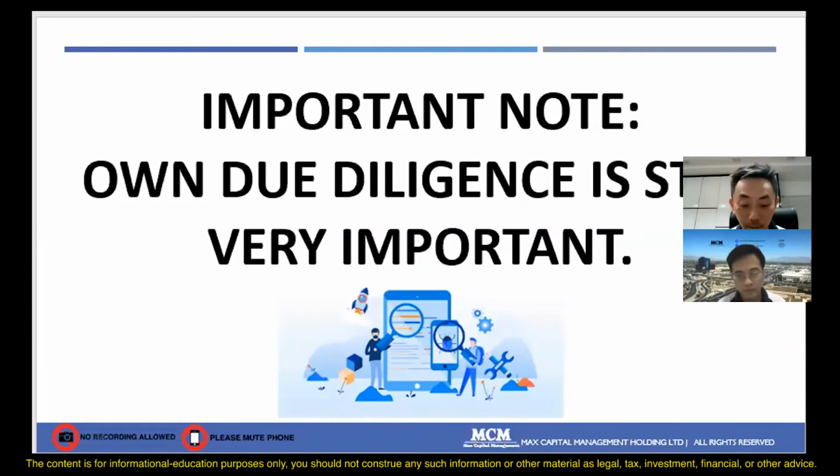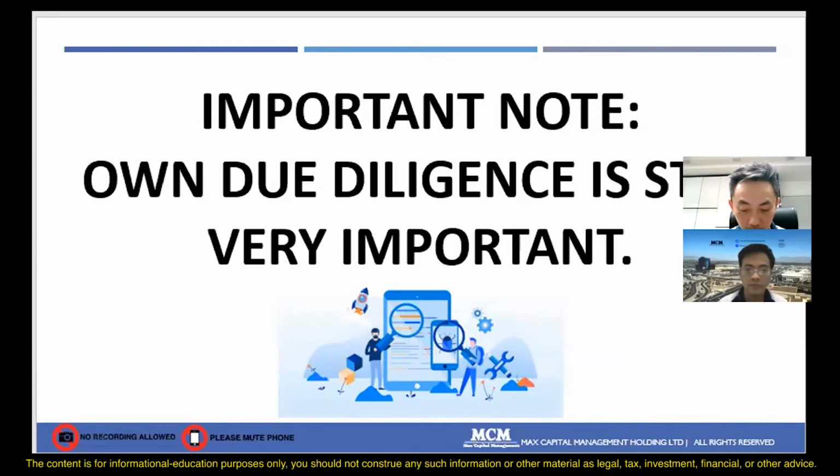Okay, basically, when it comes to investment, our own due diligence is still very, very important, right? Why do I say own due diligence? Why don't I just say due diligence? Due diligence is general. It is how MCM judges a company. I mean, we do our checking on the finance, on the background of the founder and everything.